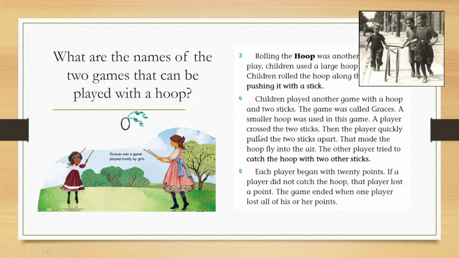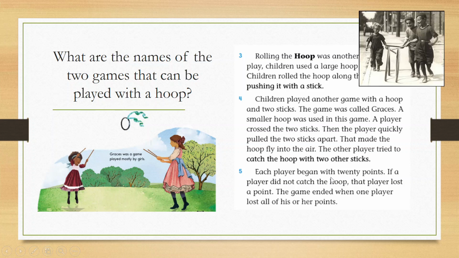A player crossed the two sticks, then the player quickly pulled the two sticks apart. That made the hoop fly into the air. The other player tried to catch the hoop with two other sticks. Okay, entonces el juego, the game was that with the two sticks, okay, they throw the hoop. Con esos dos palitos los unían y tiraban el aro al otro jugador para que él lo tratara de atrapar.